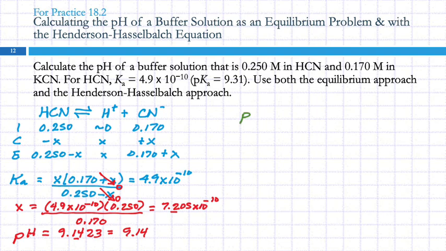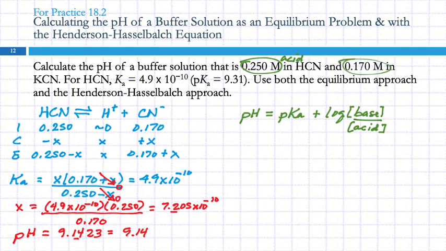So Henderson-Hasselbalch: pH is equal to the pKa plus the log of the base divided by the acid. I mean, you know what I meant. The log of the base over the acid. So this is our acid concentration, and this is the base concentration. And they give us the pKa, so 9.31 plus the log of 0.170 divided by 0.250.